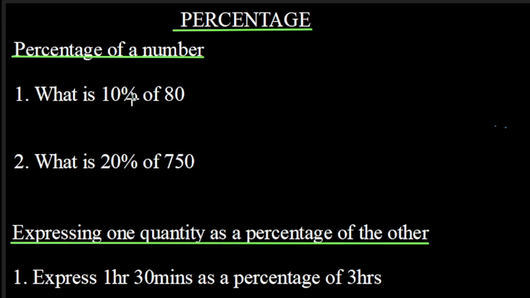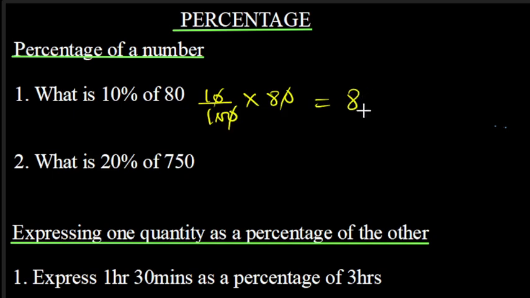Now we have 10% of 80. This is something as 10 over 100 times 80. Okay, this we cancel, this we cancel, so we have 8.